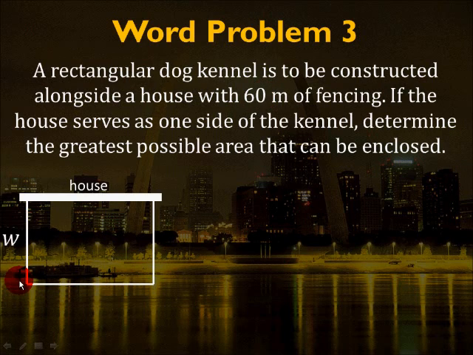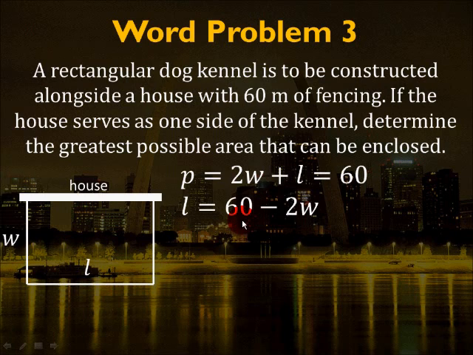So, let's call this the W, the width. Let's call this here the length. So, we know that these three sides have to equal 60. This is also a W, so our perimeter will be 2W plus L equals 60. Now, in the same way, we can solve for L, and we're going to substitute. So, L equals 60 minus 2W.